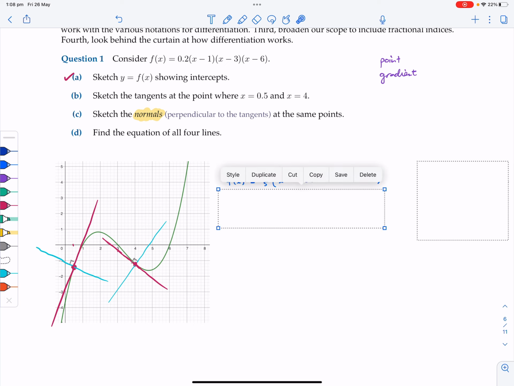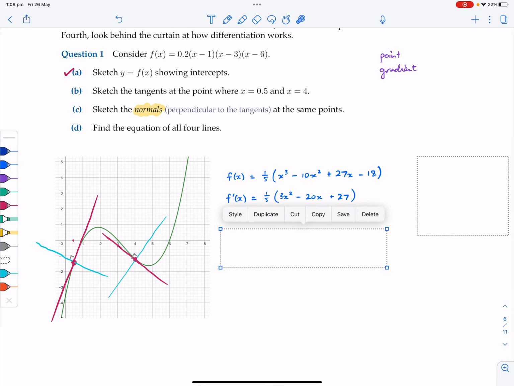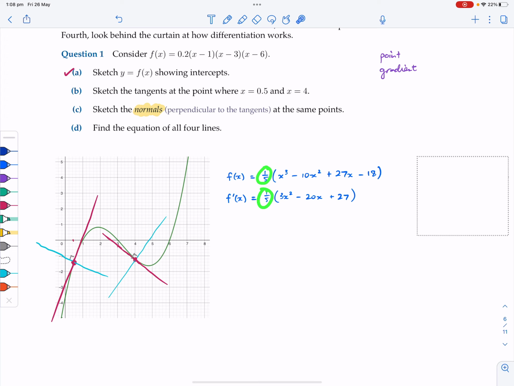So we need to differentiate, which means we need it in expanded form. So there it is, right? You can do that, or just take my word for it. And so here's the derivative. Notice I've got a 1/5 out the front, just so that I can keep this nice and tidy.